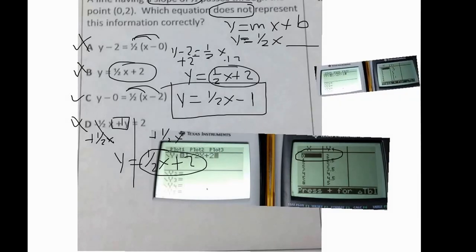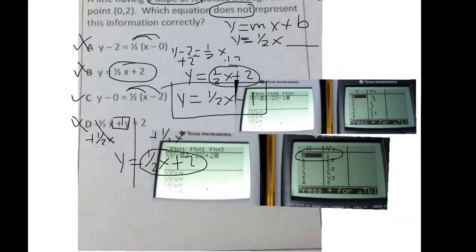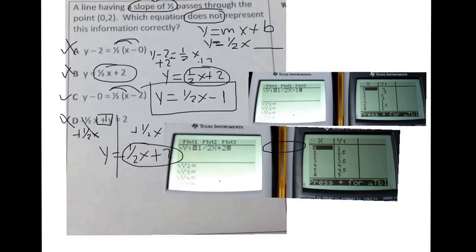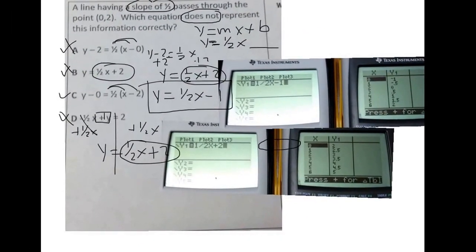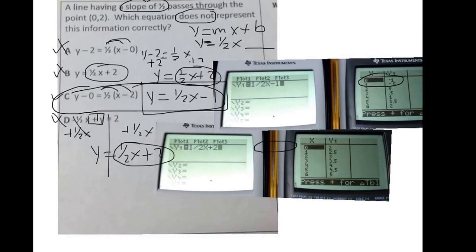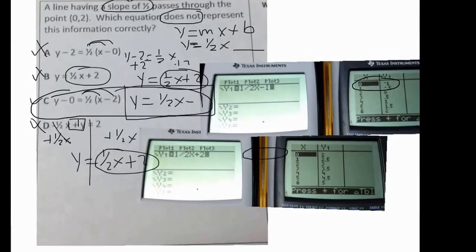Then I took the other one and put it in my graphing calculator, 1/2 x minus 1. And when I looked at the table for it, you see that 0 goes with negative 1. So this is the correct answer because it does not represent that problem correctly. The main thing you needed to know there was the solving that you had to do and just this idea of using the calculator.